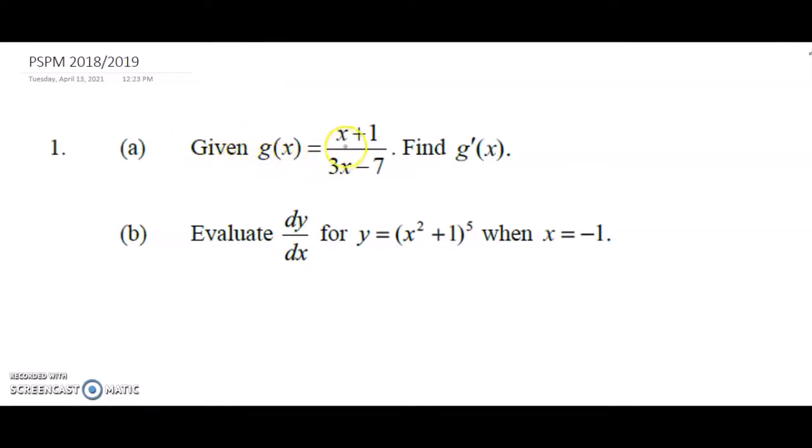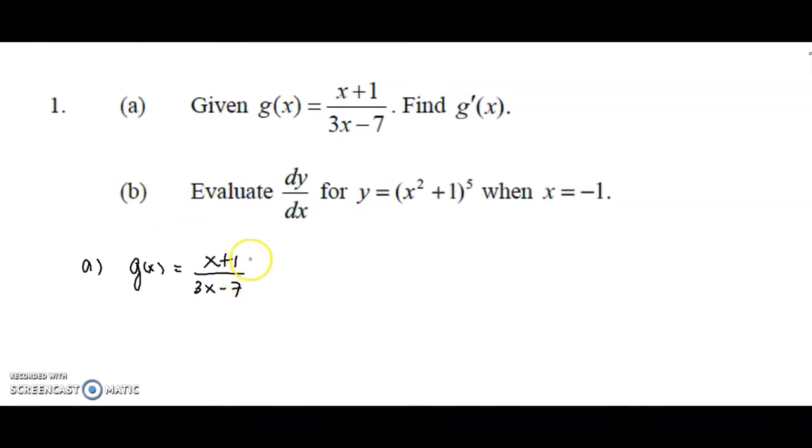A, given that g(x) = (x + 1) over (3x - 7), we need to find the first derivative. And next, for question B, we need to evaluate dy/dx for this function when x equals -1. Let's see the solution. To find g prime of x, I need to apply the quotient rule. I let x + 1 be u and 3x - 7 be v.